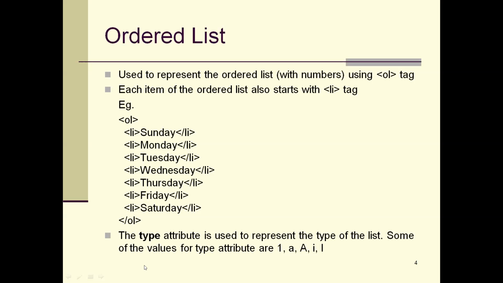The type attribute is used to represent the type of the list. So what type of numbers you want to add, this type will help you. Some of the values of type: the values it will take are 1, A, capital A, I, and capital I. I'll tell you why it takes all these values.